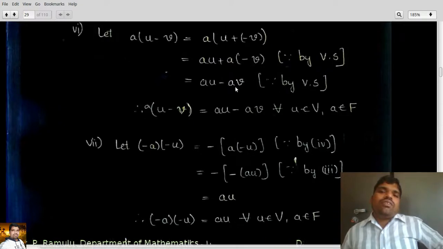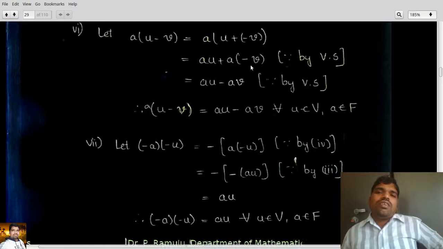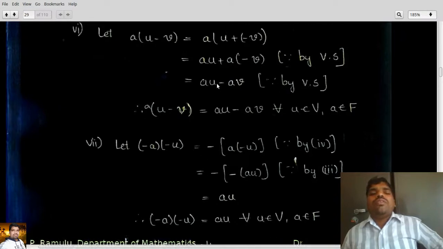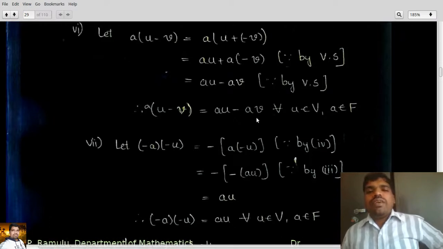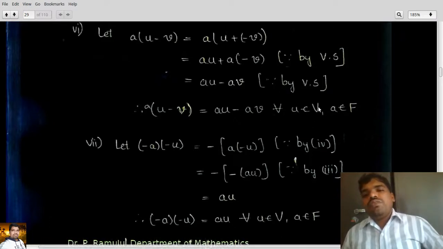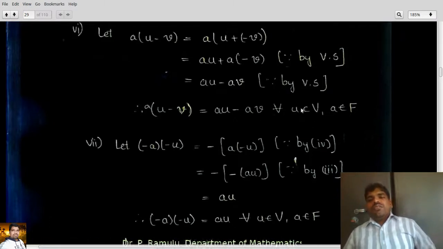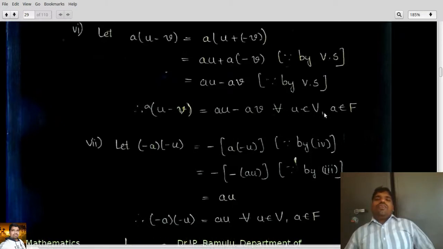Since it is also a vector space condition, or you can use the previous property we already know, that a times minus a u equal to minus a u. From that you can use it here also. So that equal to a u minus a v. Therefore a into u minus v, that equal to a u minus a v for all u, v belongs to V and a belongs to F.